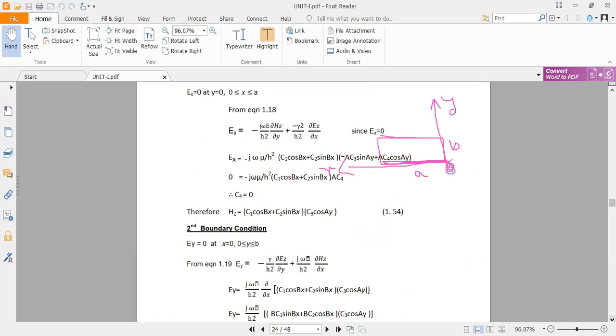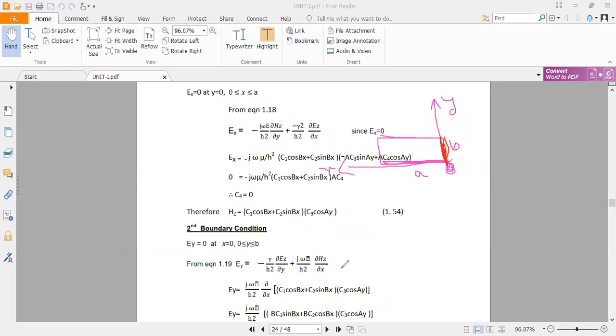This is the expression after applying the first boundary condition. Now, second boundary condition, EY. What is the boundary I am taking? This boundary, x is equal to 0, and y is varying from 0 to b. For that boundary, the EY expression is there.